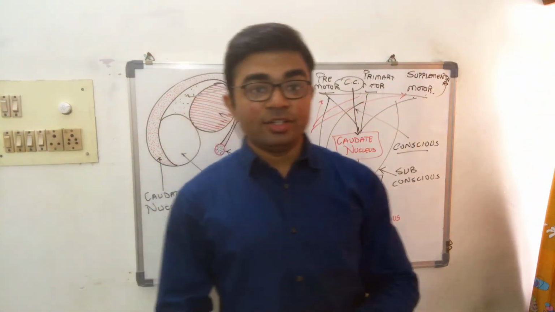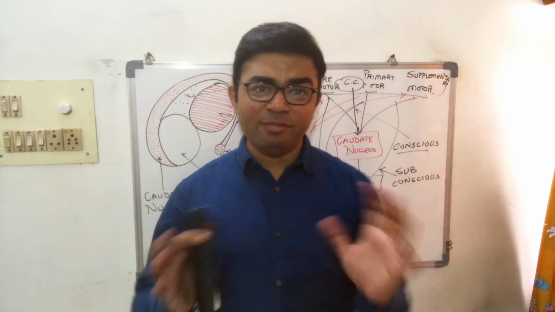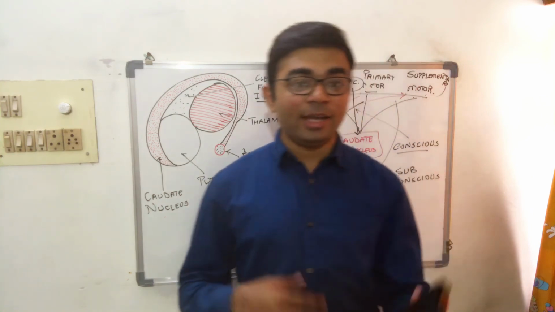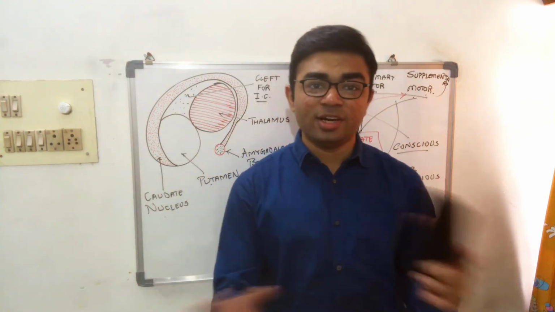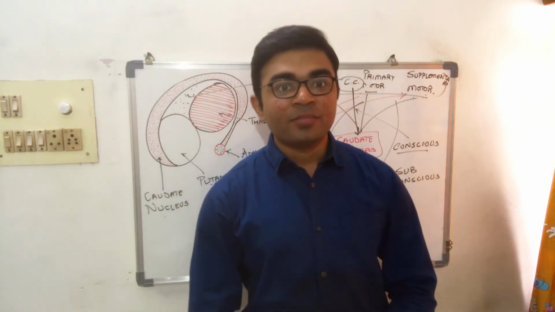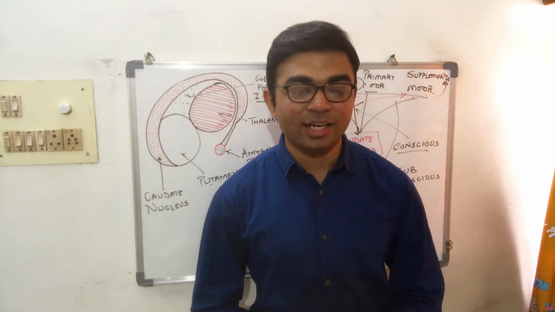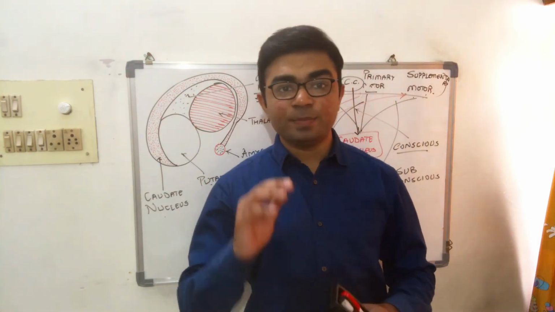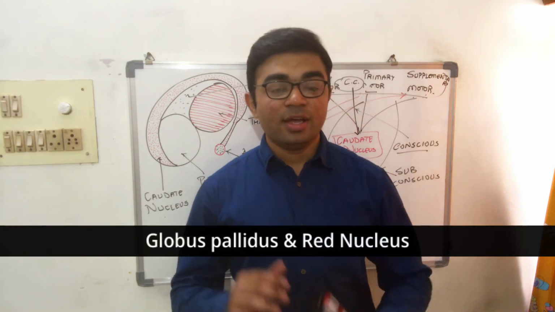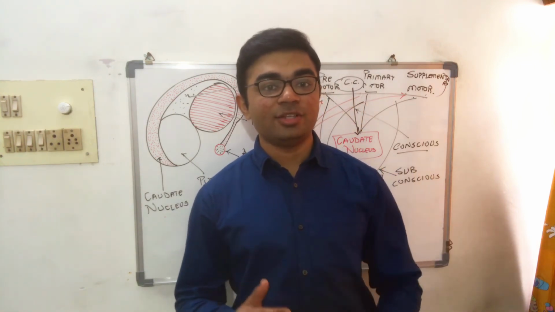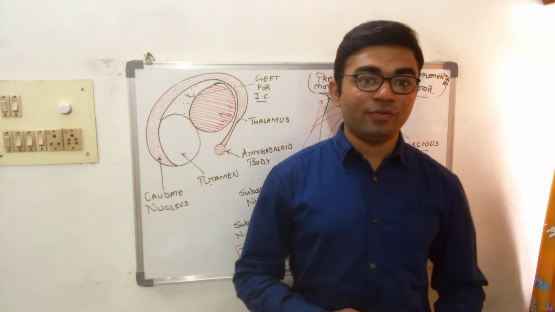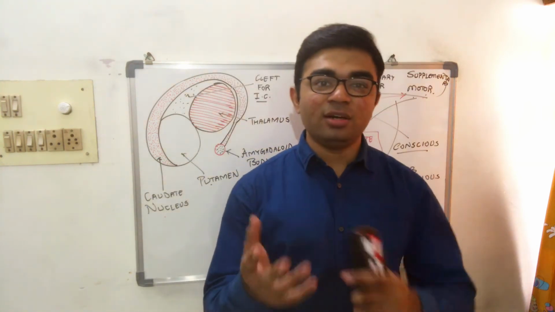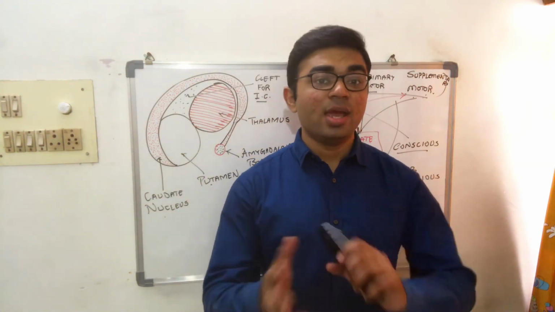So basically the neuronal circuit is very complicated, but it is interesting too if you want to understand how our body regulates each and everything and what the connections are between the different structures of the brain. The next function of the basal ganglia is that it helps in the arousal mechanism. The globus pallidus as well as the red nucleus are the structures which help in the maintenance of the arousal mechanism of our body, and whenever there is any kind of lesion in the globus pallidus, a person may feel drowsiness or sleepiness during the daytime.